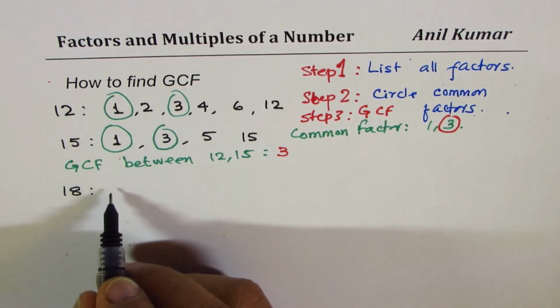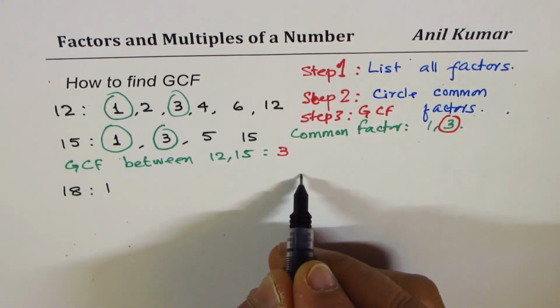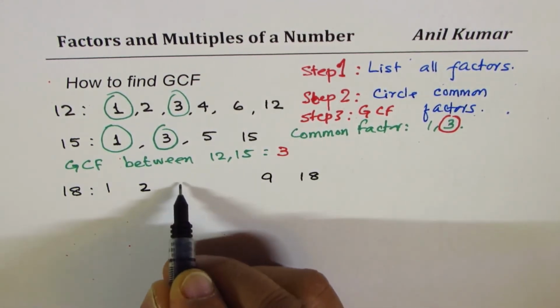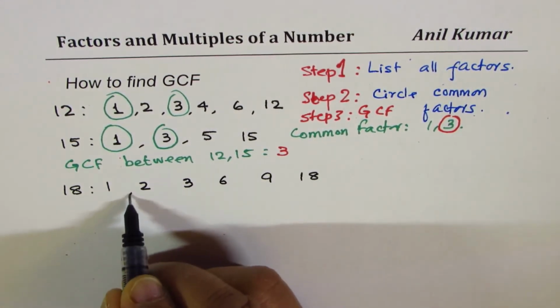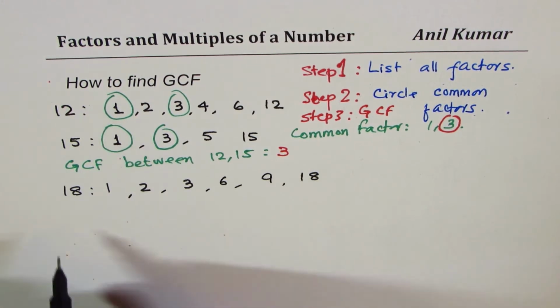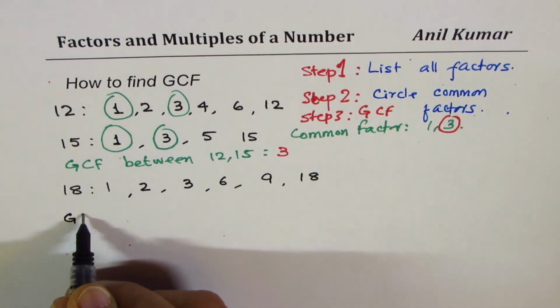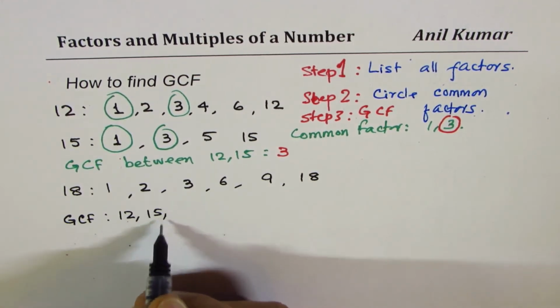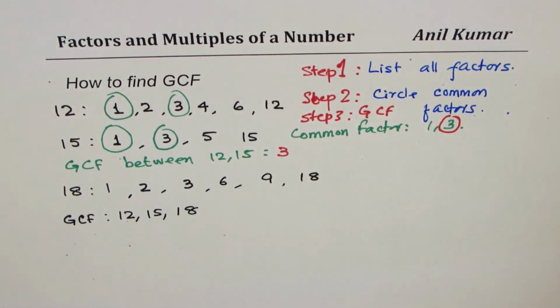Okay, so factors for 18 are 1 and 18, correct? 2 and 9, and also 3 and 6. So these are the factors of 18. Now, if I consider all 3 numbers, so your exercise is to find greatest common factor between 12, 15 and 18. So what will you do?